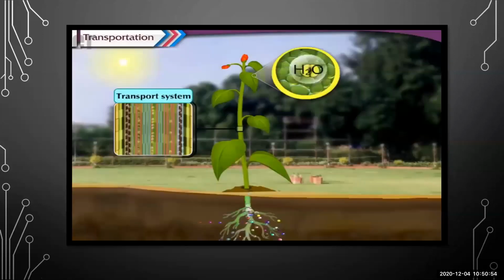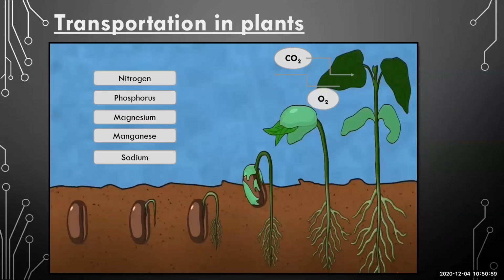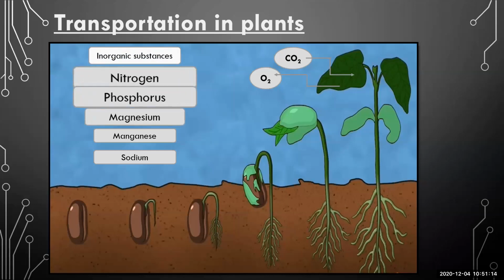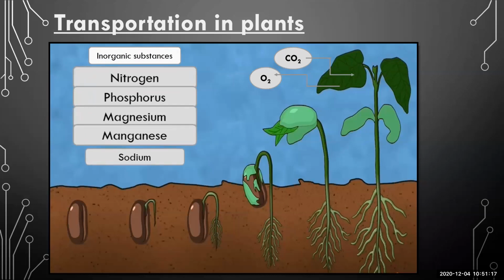Now, the other inorganic substances which are required by the plants: as we know, oxygen and carbon dioxide are needed, and with those, other inorganic substances are also required by the plant. So let's see. These are nitrogen, phosphorus, magnesium, manganese, and sodium. So these are the inorganic substances utilized by the plants. Along with carbon dioxide and oxygen, plants also require these inorganic substances for getting nutrition, like nitrogen, phosphorus, magnesium, manganese, and sodium.